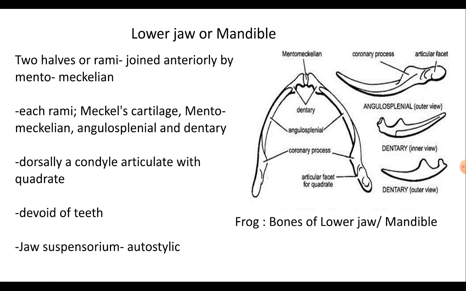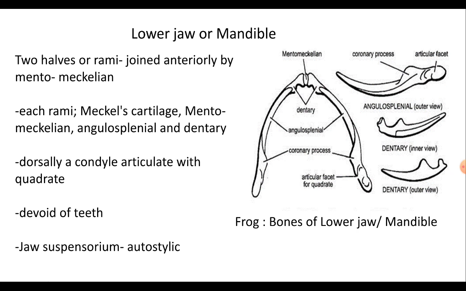These two rami are united anteriorly by a ligament which is called Meckel cartilage. In frog, the lower jaw is completely devoid of teeth, meaning the lower jaw doesn't possess any kind of teeth. Teeth are completely absent.